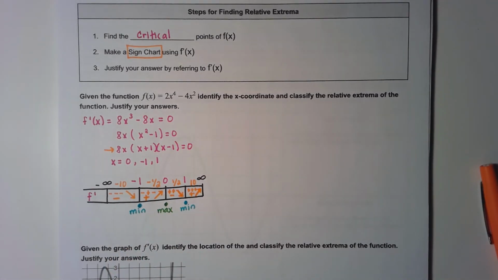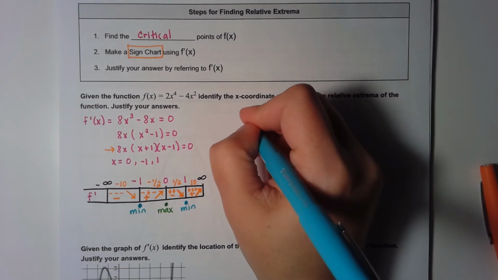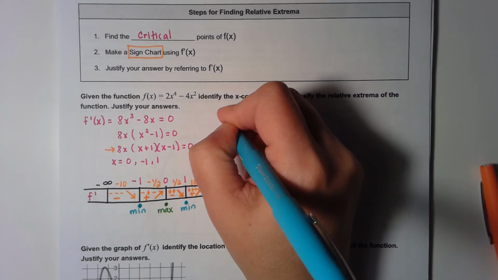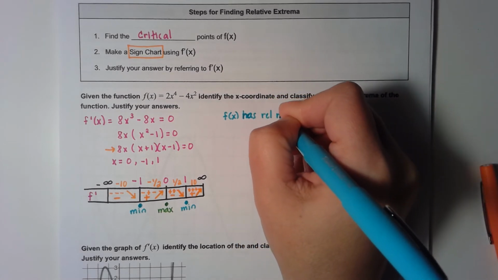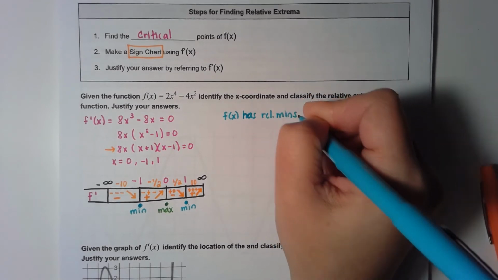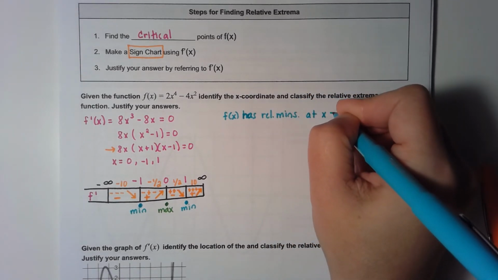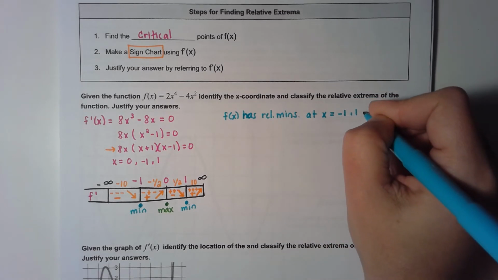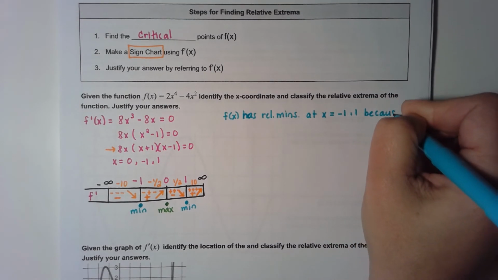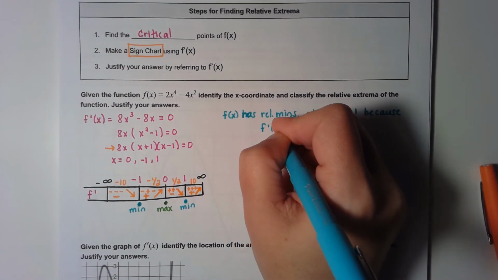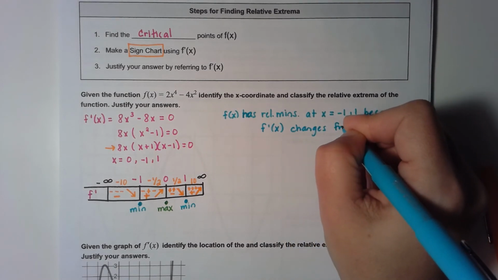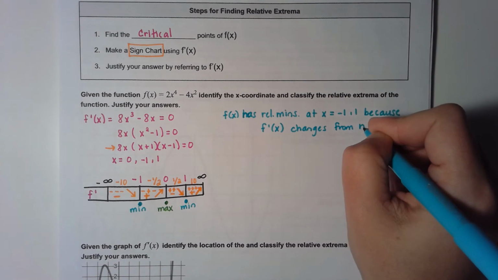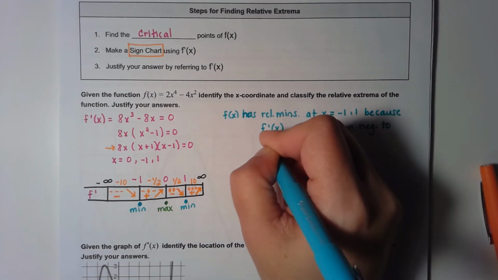Our job now is to list that information in a neat and organized way and make sure to justify our answers. So let's start with the minimums. We would say f of x has relative minimums at x equals -1 and +1 because f prime of x changes from negative to positive.